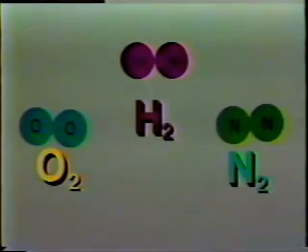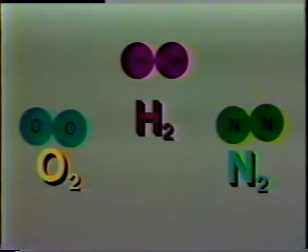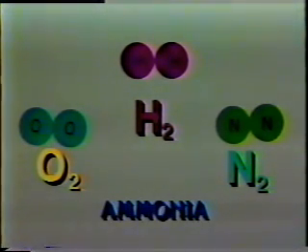1 volume of oxygen and 1 volume of nitrogen produce 2 volumes of nitric oxide, while 1 volume of nitrogen and 3 volumes of hydrogen produce 2 volumes of ammonia. Here's how that works. Oxygen atoms do not normally occur singly in nature, but are usually found in combination with other oxygen atoms to form molecules of oxygen, O2. The same is true for hydrogen and nitrogen atoms.